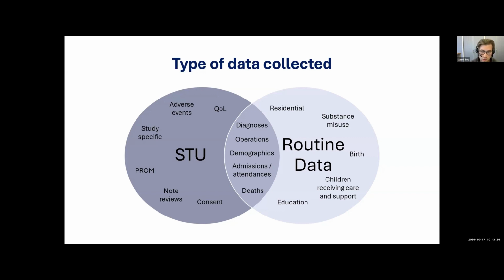Where the data overlaps is potentially information about the diagnoses people receive, operations they have, demographics, admissions and attendances that they have during the follow-ups, and also then the mortality of individuals.